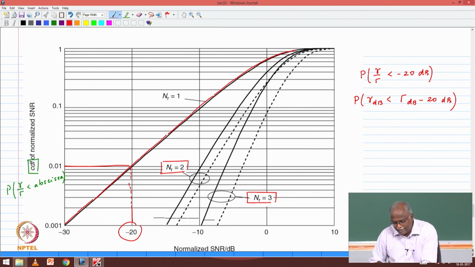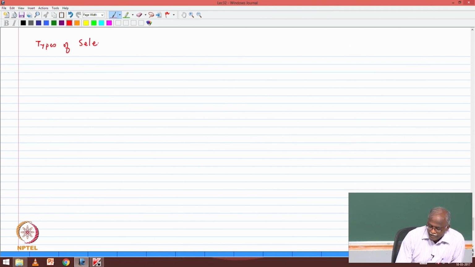Don't worry about the dashed lines, that is for optimal diversity. There is optimal diversity which will do better than the selection diversity, and this is just to show that, but eventually we will get to that point as well. So now comes the question of what are the types of selection diversity. It turns out there are two very important types of selection diversity. I will just quickly mention them, we won't spend too much time on those.